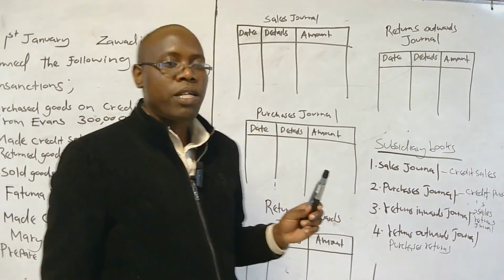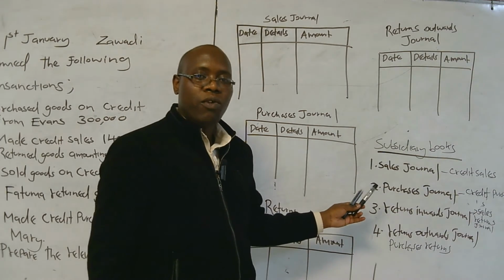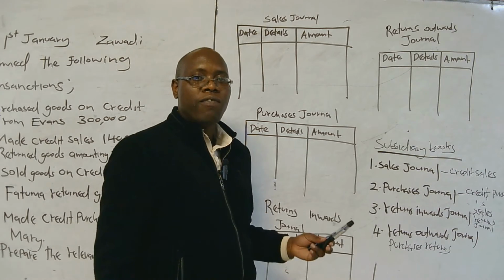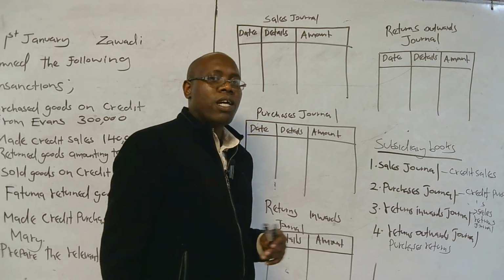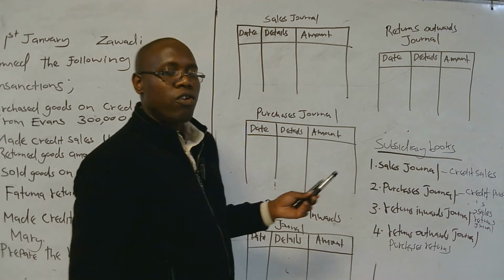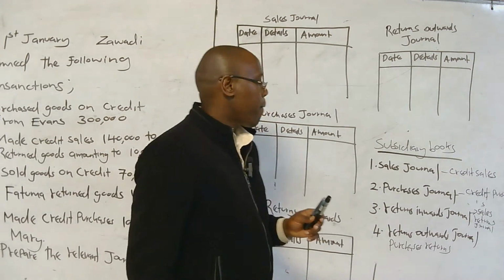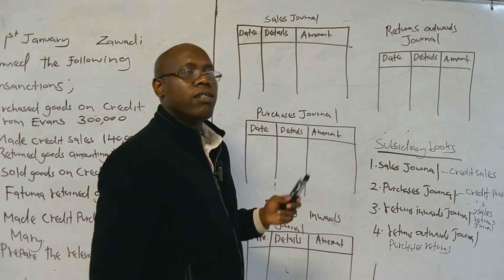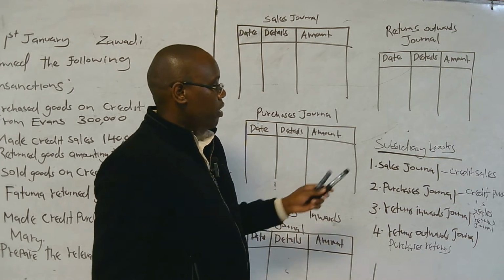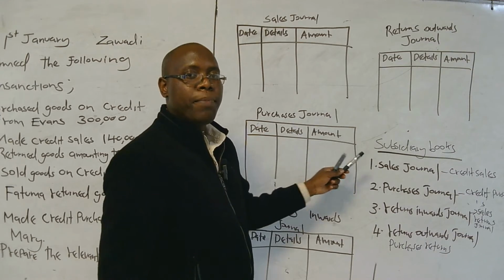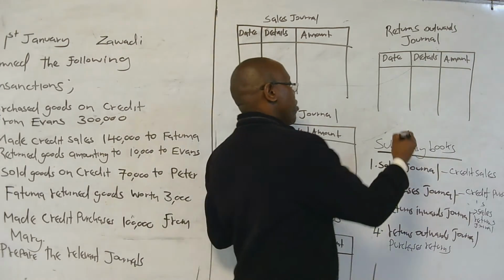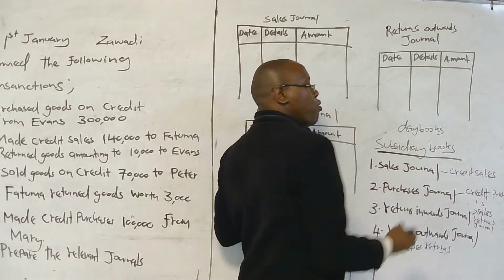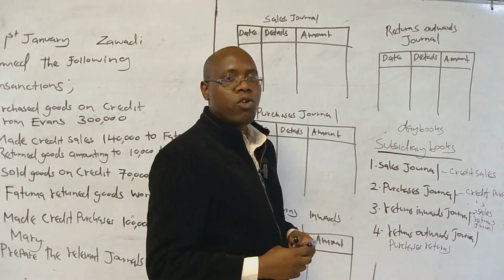Now, these particular journals, we have others which we are going to discuss later, but the highly tested ones are the first four. We have the general journal, and we are going to discuss later on how to prepare that particular general journal. But now I want you to understand the four journals that are highly tested in your exams. The other name of journals, sometimes they can call them day books. They call them day books because transactions are recorded on a daily basis.